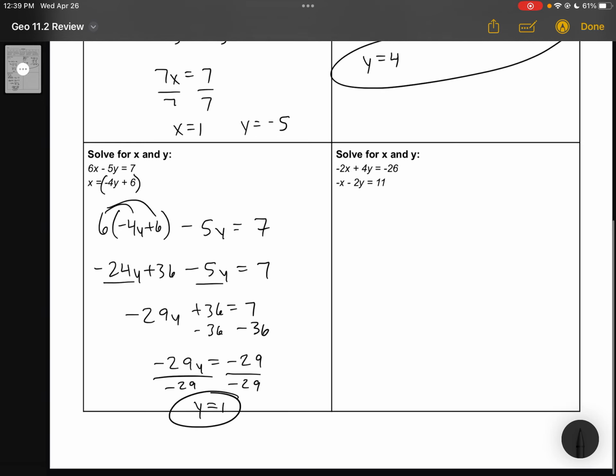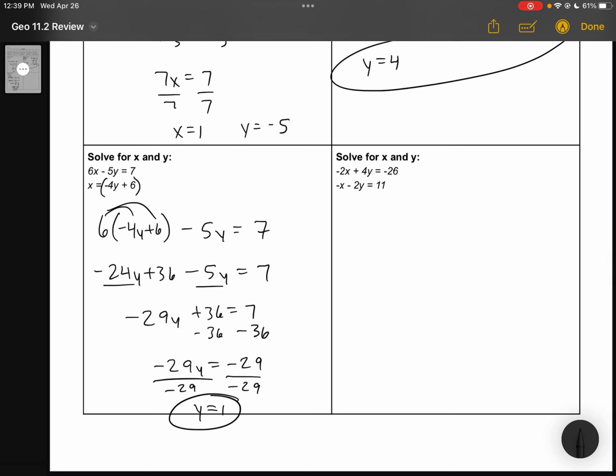So we got to keep going from here. We do need an x value, so we'll go back to our x equation. We can plug in our y. So -4 times y plus 6, well, y is equal to 1. So x is equal to -4 plus 6, or simply 2.